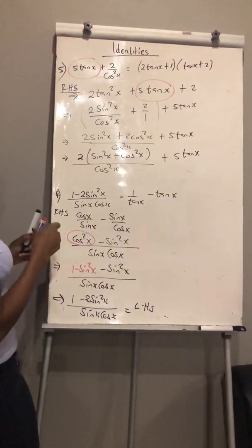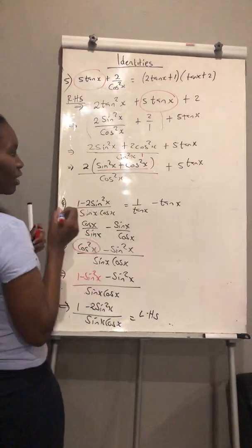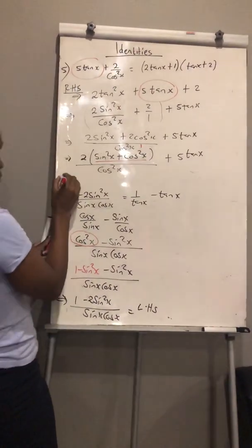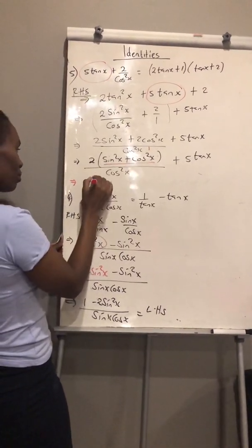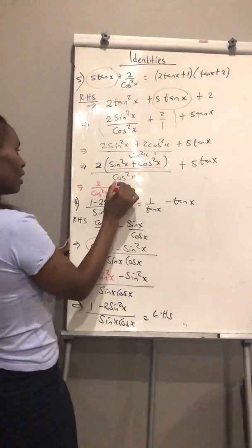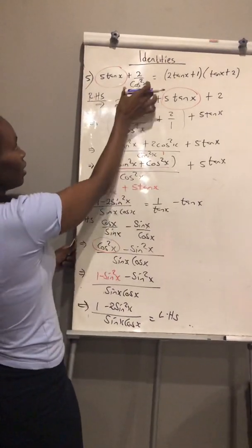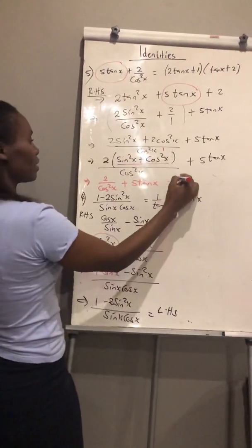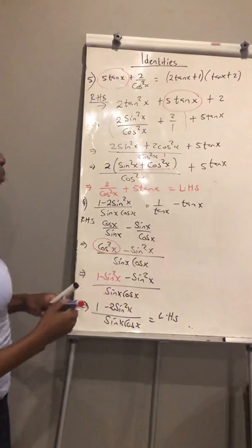Now you have to remember something. This whole thing here, from what we said, it is actually equal to 1. So as we are seeing what's happening here, it will be 2 times 1, which will simply be 2 over cos squared x right here, and then plus 5 tan x. So you can see that is exactly what is on the left-hand side of this. So these are the identities we'll be working out.